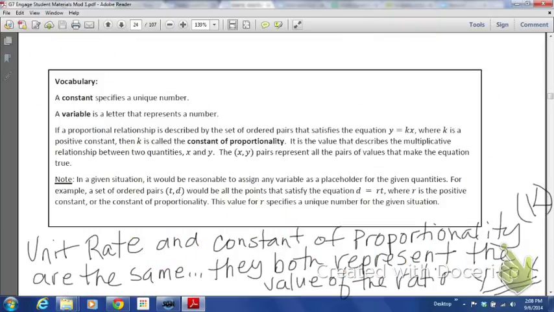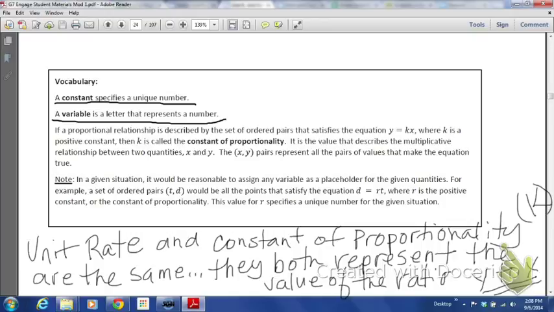Let's go over a little bit of vocabulary here. This is on the page right below those two problems we just did in your binder. This idea of a constant specifies a unique number. A variable is a letter that represents a number. Of course, we're talking about x and y and k.